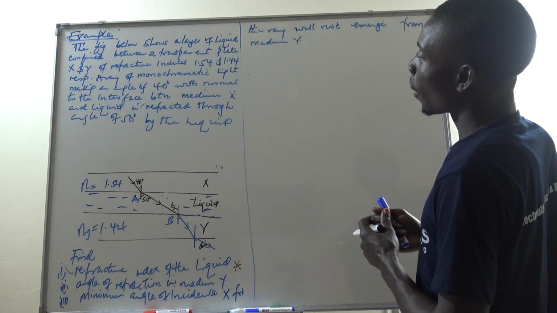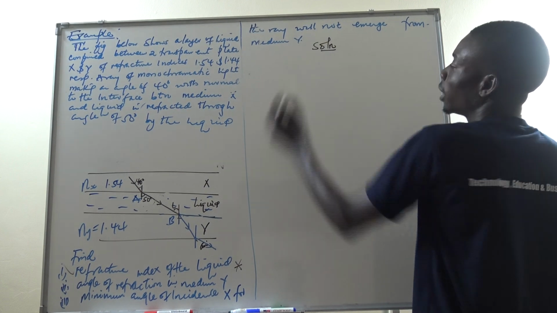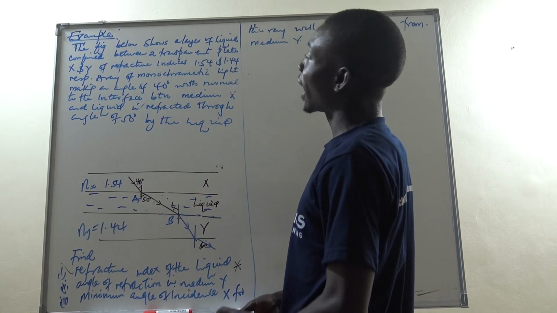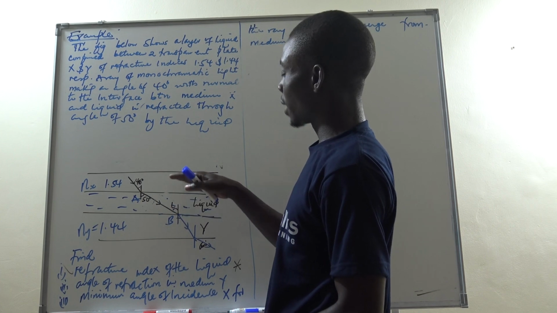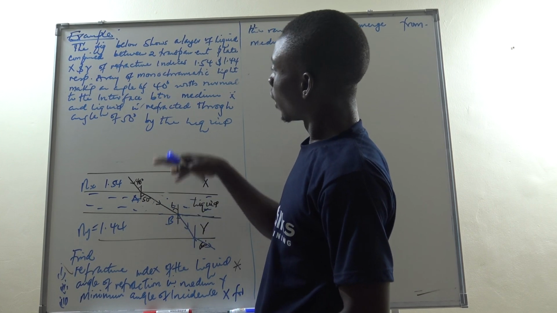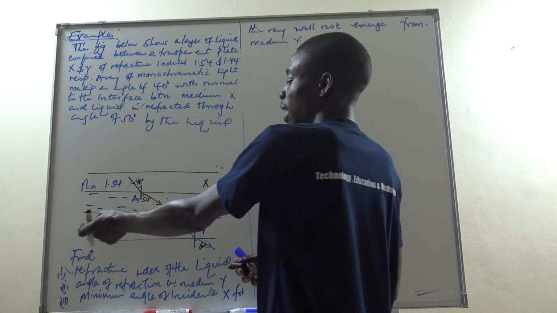So here is our example number 2, and let's see how we can solve it. It's saying that the figure below shows a layer of liquid. The liquid here is confined between two transparent plates, X and Y, of refractive indices that is given as that for X and for Y.